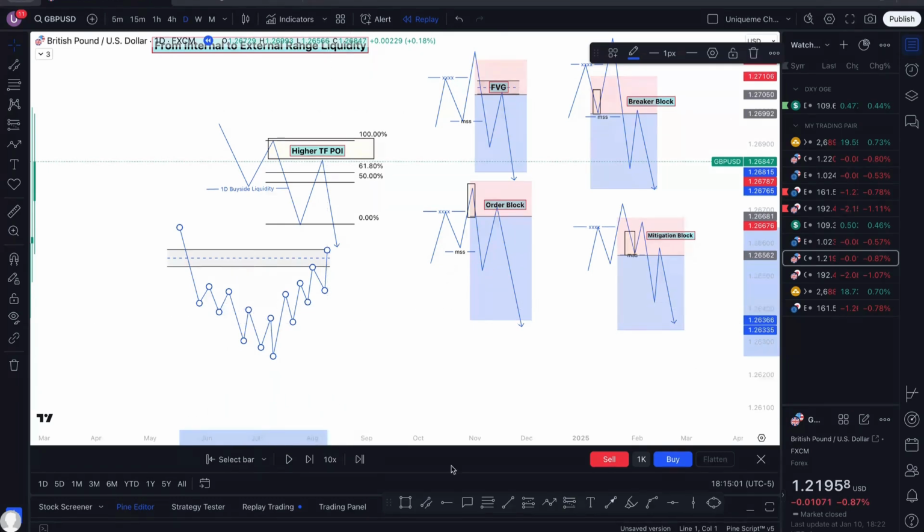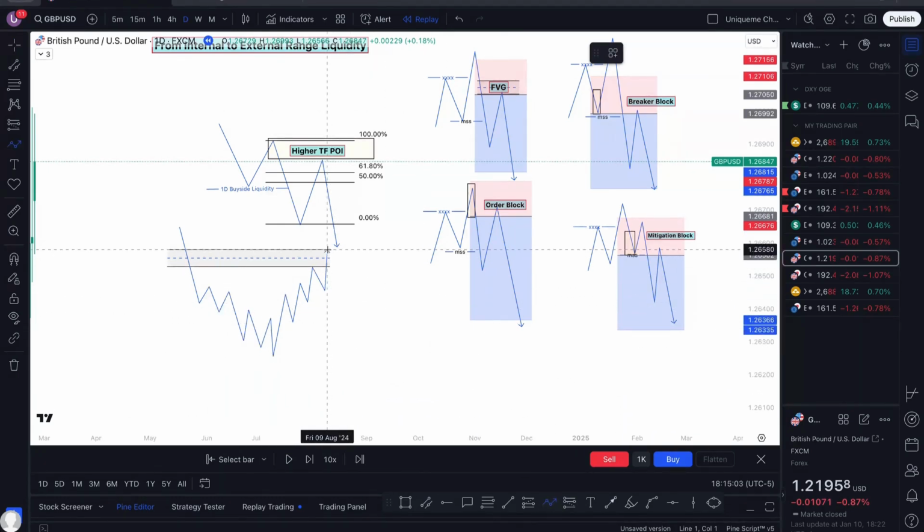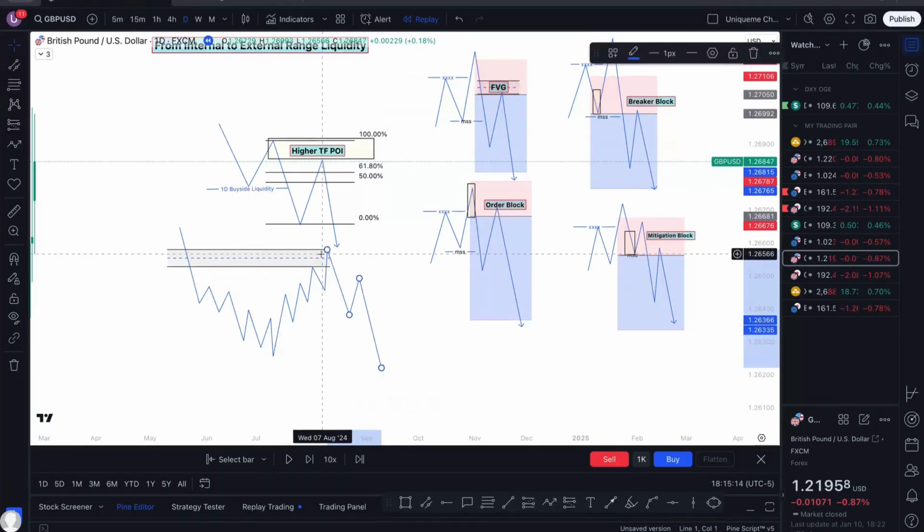Now, what are you waiting for? You're waiting for the market to do what? A change of character, sweeping out this external range liquidity and coming back again into an institutional reference point before going down. Now, there are two types of traders in the market. We have aggressive traders and we have conservative traders. Aggressive traders only mark their POI and get into the trade, letting the market get to that zone.